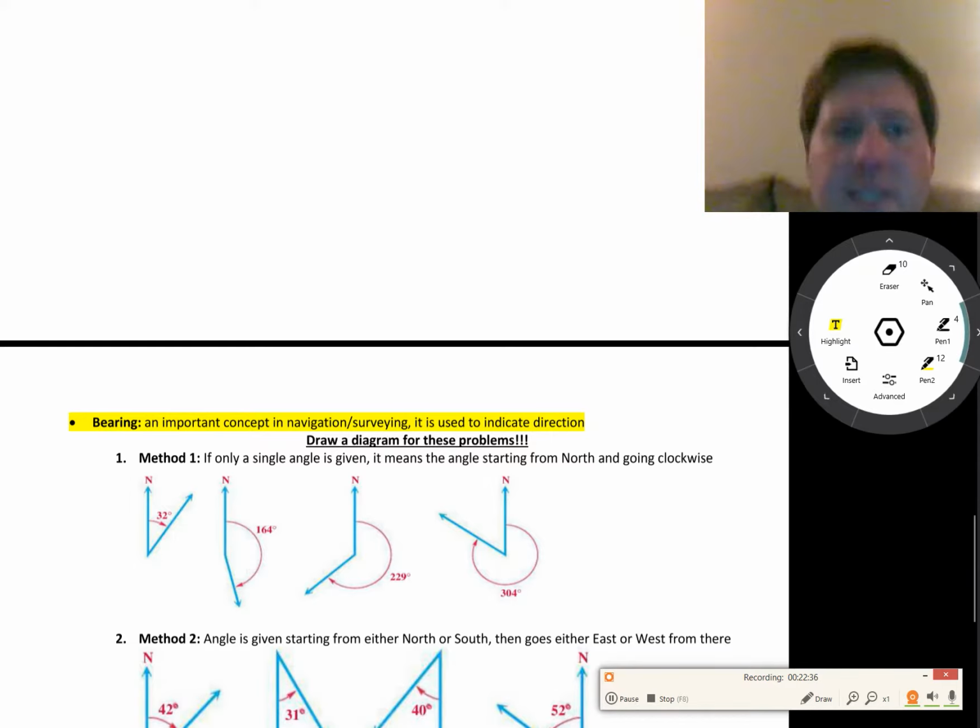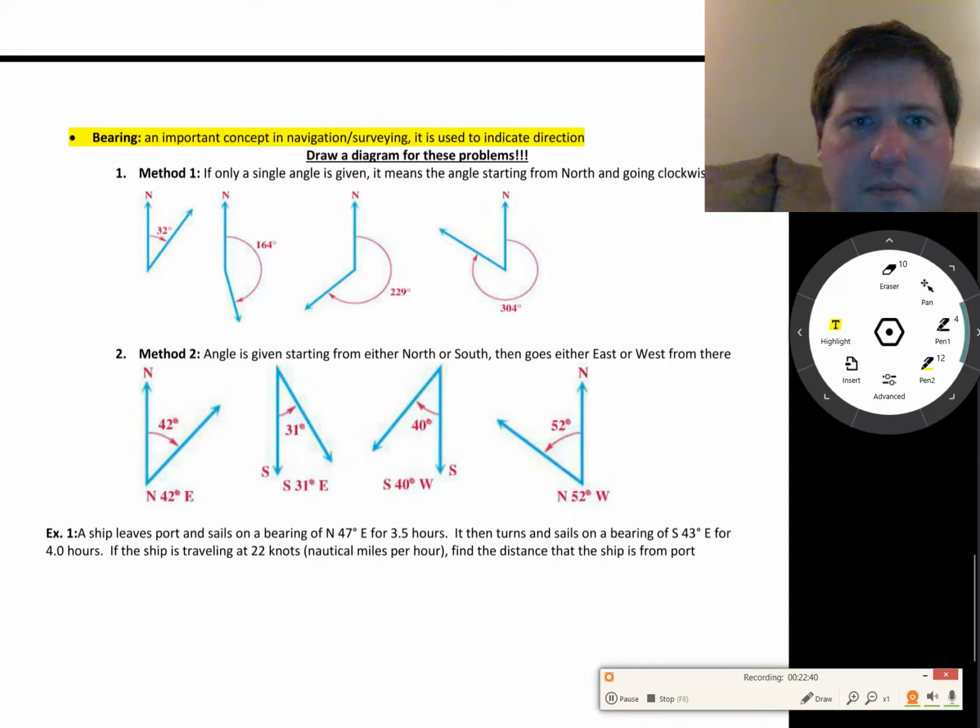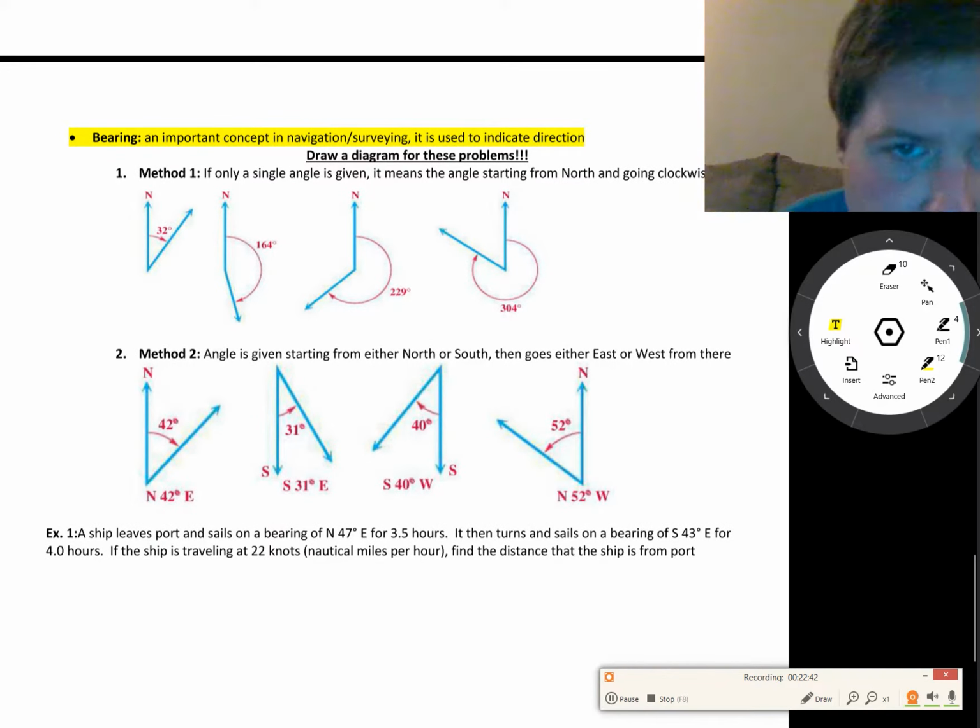Oh, so I have to hold this thing at a kind of weird angle so I can draw on it. Okay.